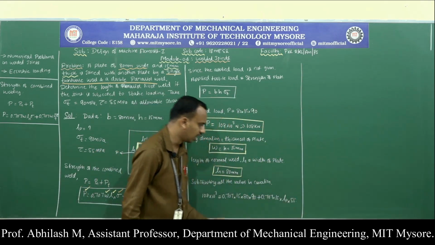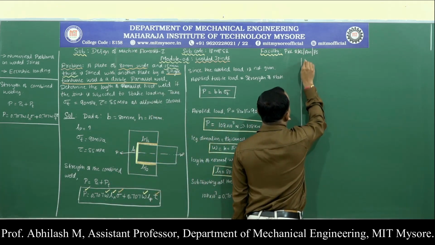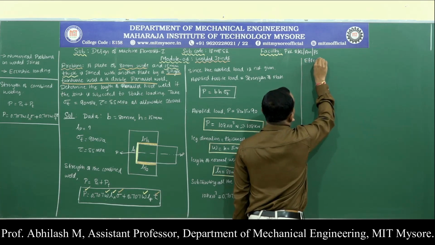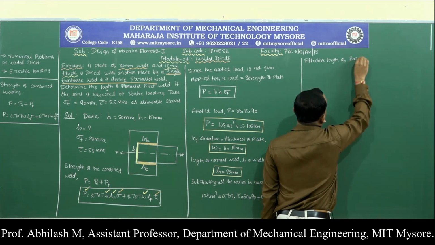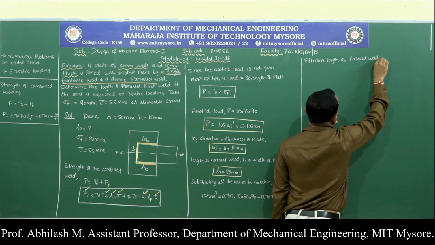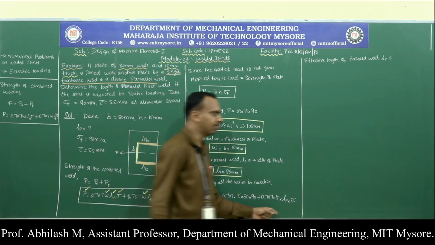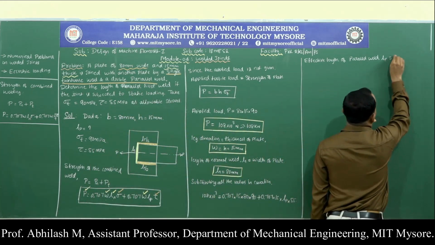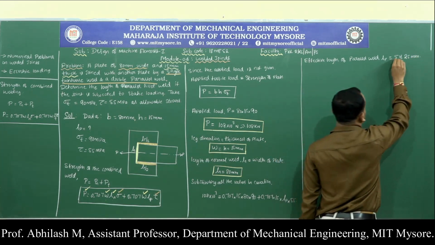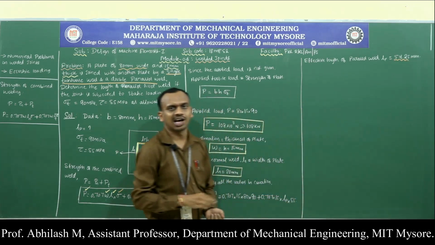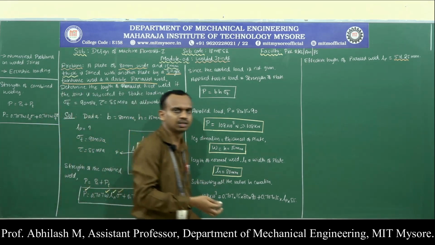In the entire equation, the only unknown is the length of the parallel weld. Therefore, the effective length of parallel weld, LP is equal to, after rearranging and calculating the value of LP, we have obtained LP to be 54.25 millimeter. This is just an effective length, it is not the total length. So in order to calculate the total length of the weld, we are supposed to consider the allowance that they have given for start and stop, both the condition.